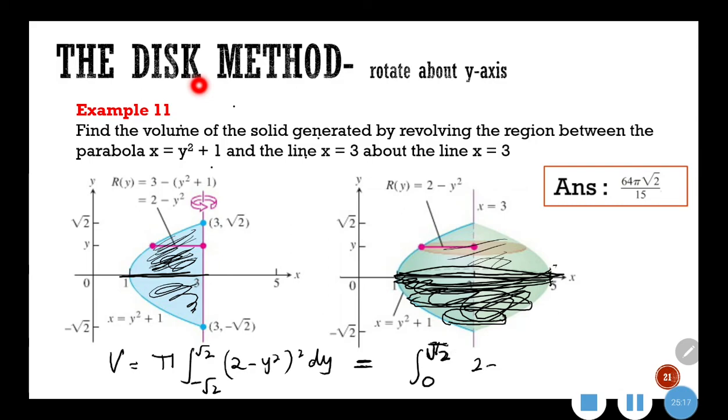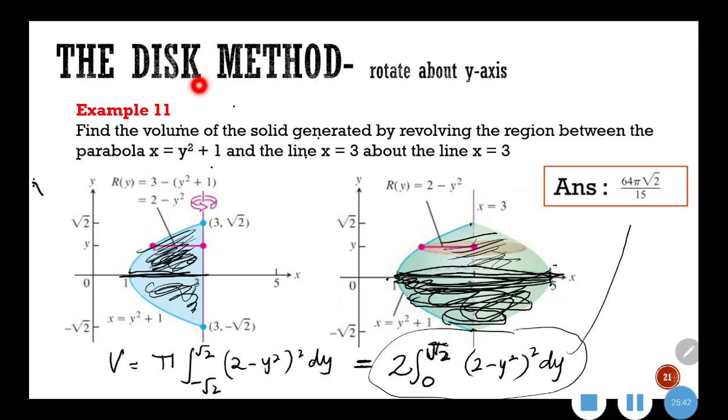2 minus y square everything square dy and just multiply by 2, sebab sama je nilai volume yang daripada kosong hingga square root 2 adalah sama dengan volume daripada kosong ke negative square root 2. Sebab daripada gambar area ni pun kita tahu luas yang ni sama dengan luas yang kat bawah, so 2 kali ganda sajalah. So you solve this integration on your own, then you should get this answer.